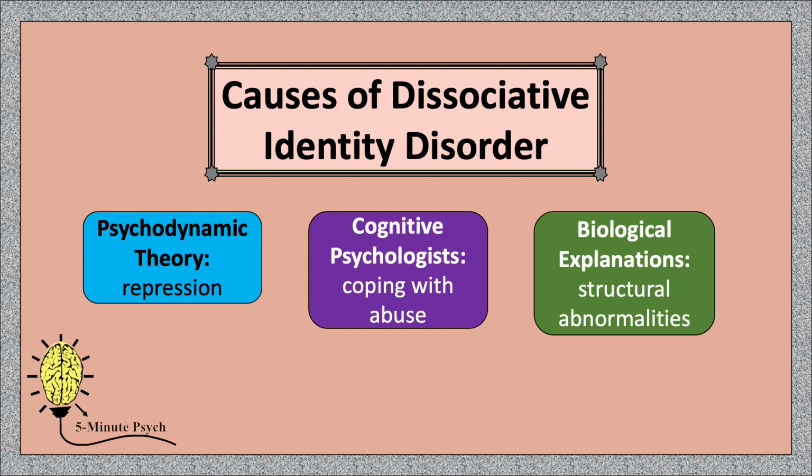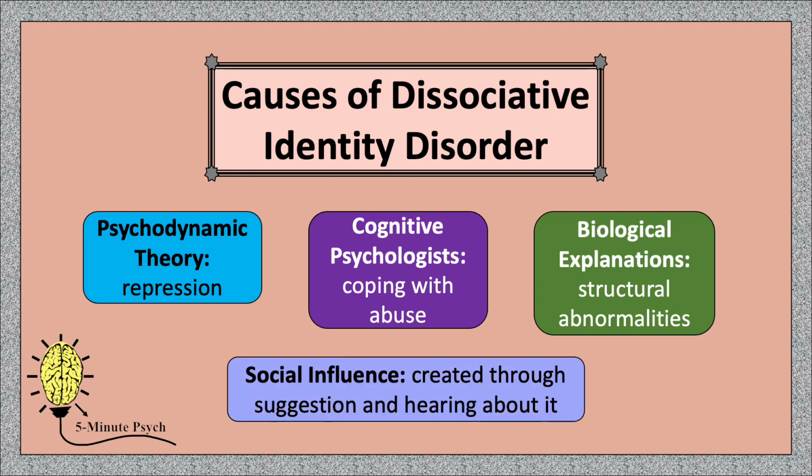Biological explanations turn to structural abnormalities in the hippocampus and amygdala, the areas that are involved in our memory of ourselves, saying that faulty processing here could create memories that go with different versions of ourselves. And finally, some argue that dissociative identity disorder isn't even real, and that it's just something that could be created with repeated questioning by a skilled therapist or by an active imagination and repeatedly hearing about it.